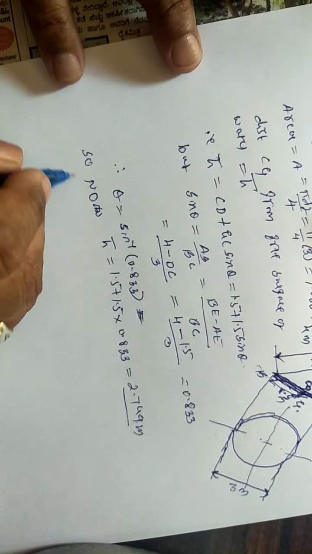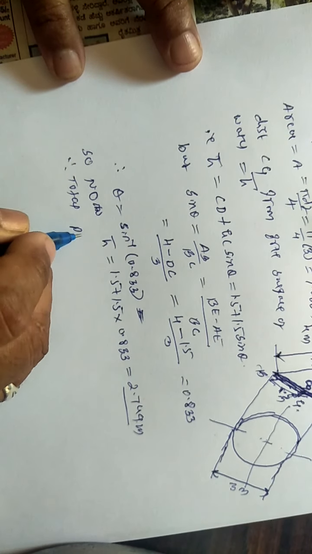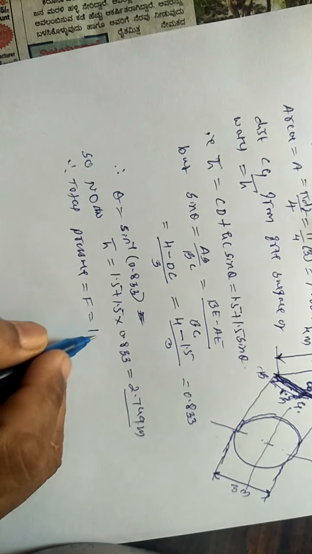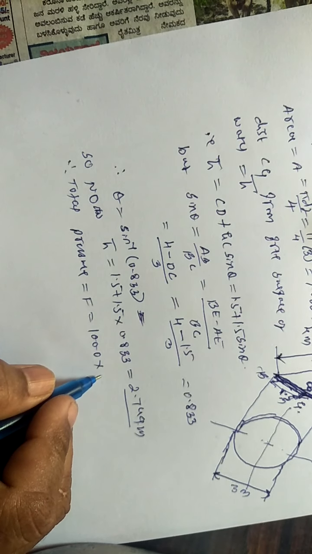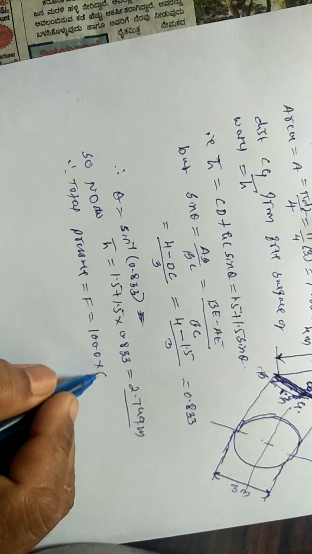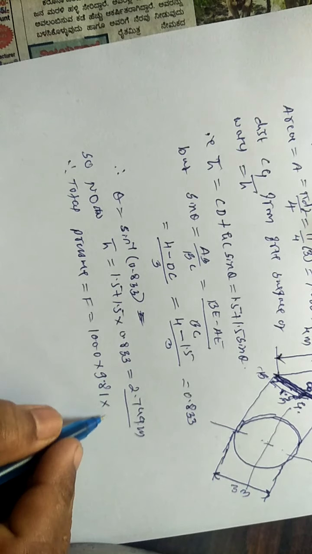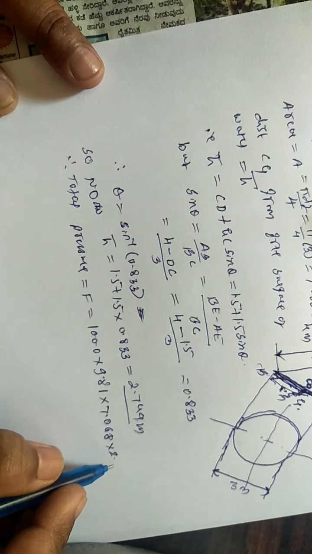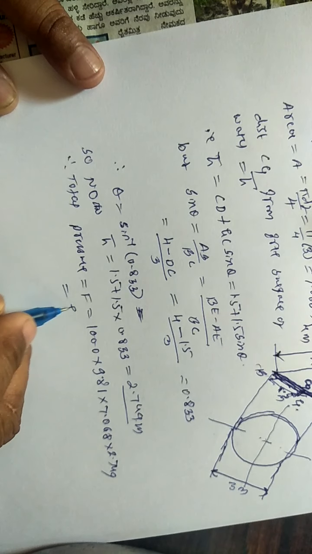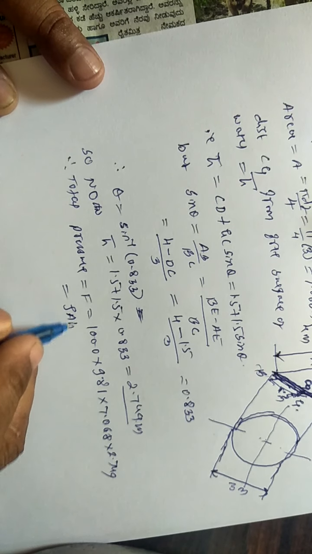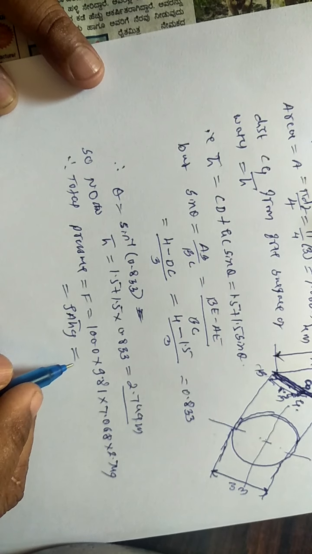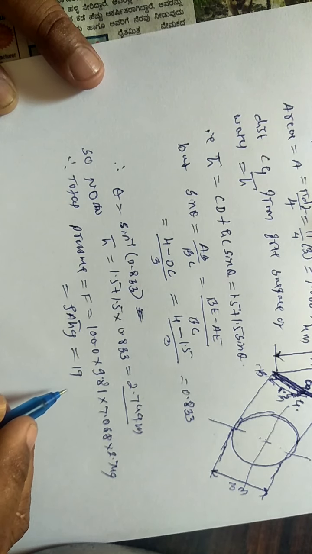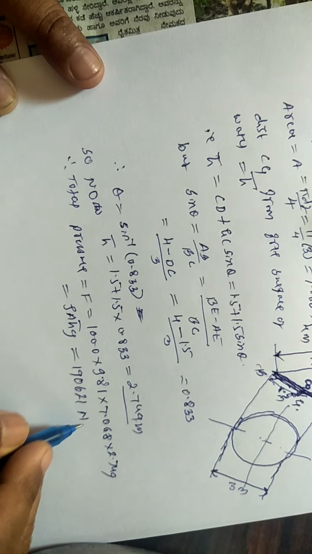Therefore total pressure F equals 1000, density of water, rho g A h bar: 1000 into 9.81 into 7.068 into 2.749, nothing but rho g A h bar. So the answer is 19,621 Newton.